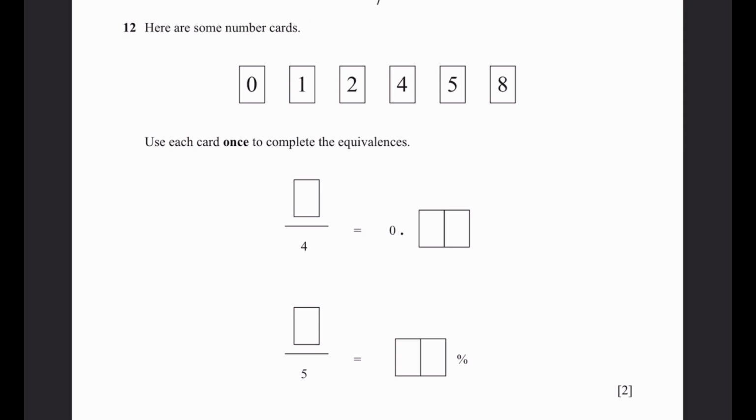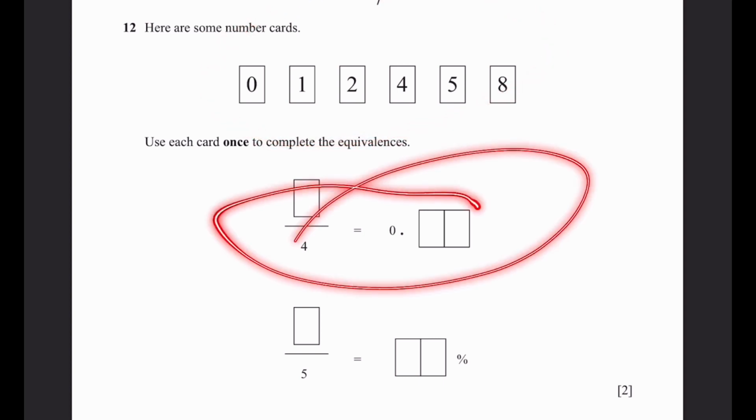Question 12. Here are some number cards. Use each card once to complete the equivalences. Dash divided by 4 equals 0 point dash. Dash dash divided by 5 is equal to dash percent. So we have 6 cards. First, let's fill in this.